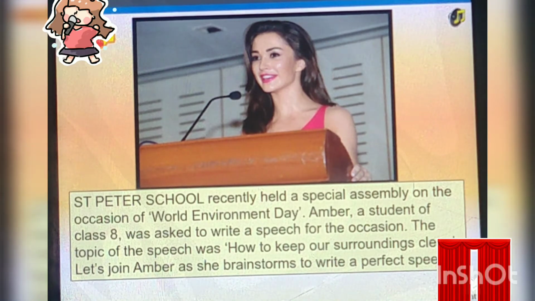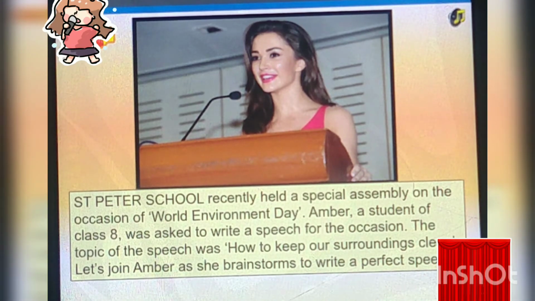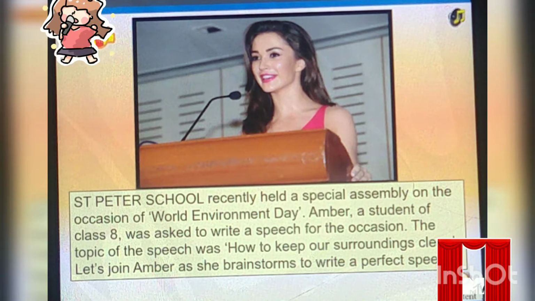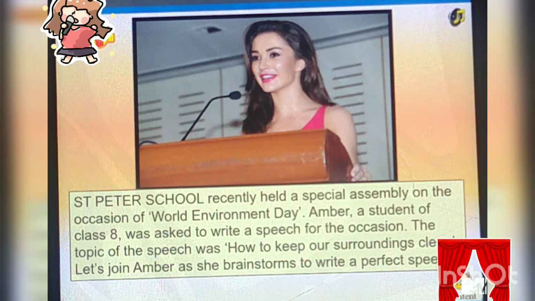Okay, let's begin. St. Peter's School recently held a special assembly on the occasion of World Environment Day. Amber, a student of class 8, was asked to write a speech for the occasion. The topic of the speech was how to keep our surroundings clean. Let's join Amber as she brainstorms to write a perfect speech.